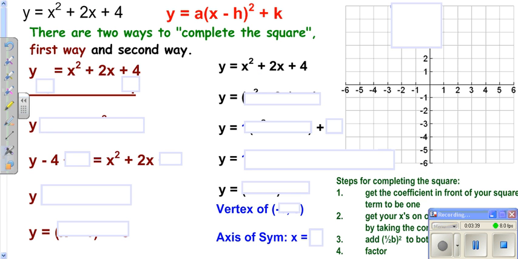So let's take a look at the next one here. Let's go ahead and get this in our standard quadratic or vertex form.